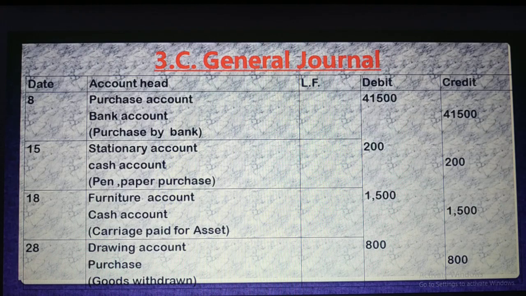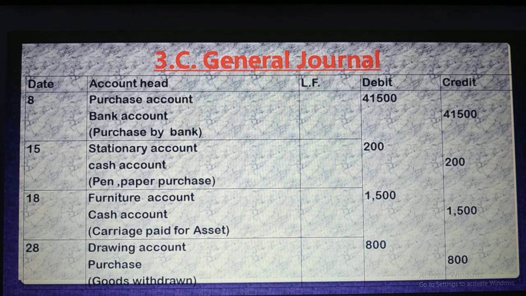So here furniture account and cash account. Dear student, again I am telling, carriage paid, but I have written here furniture, because if you give carriage for any asset, that time you have to write the asset account. So furniture account debit, cash account credit, because asset increases, that's why it is debit, and cash, it is your asset decreases, that's why it is credit.